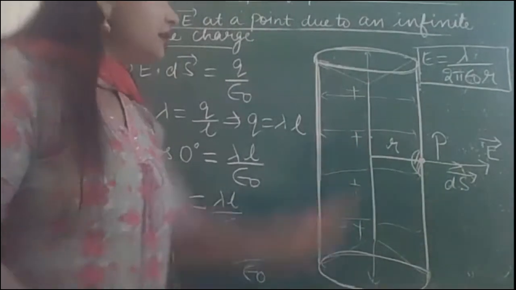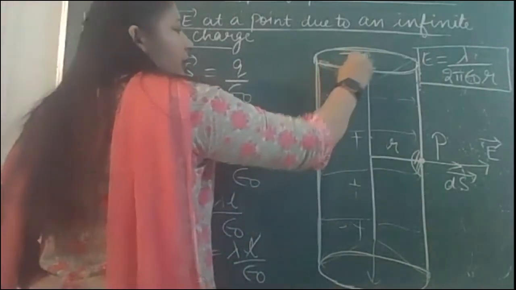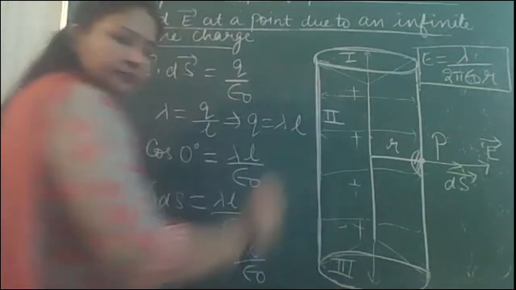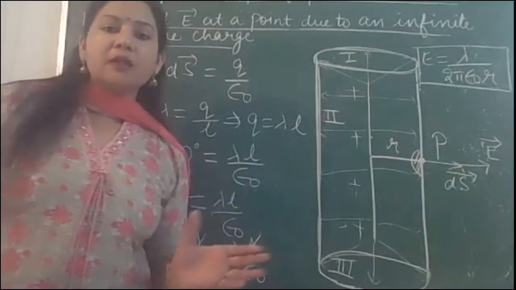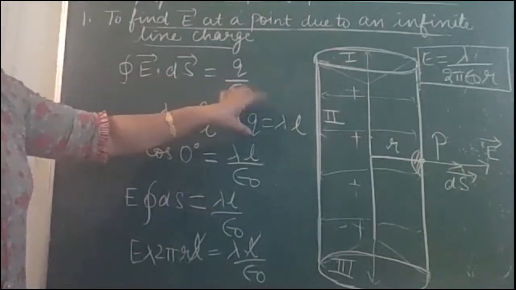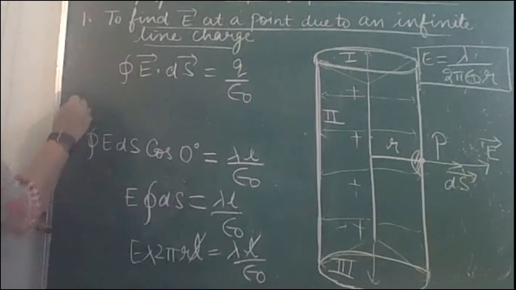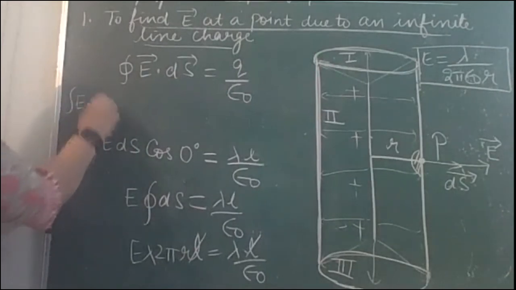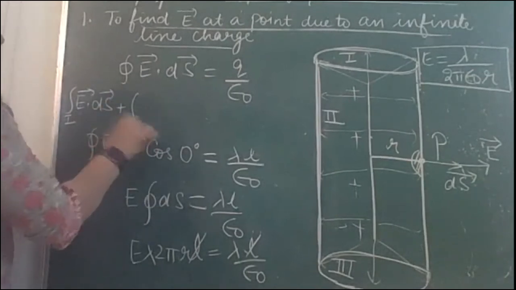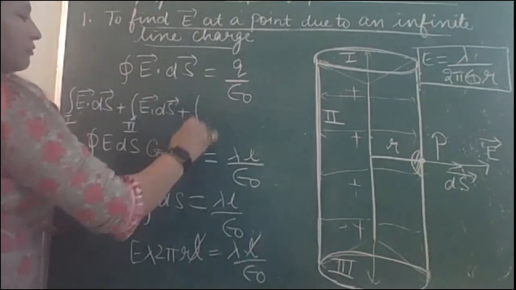Actually, there are three parts of this Gaussian surface. This is part 1, this is part 2, the curved surface, and this is part 3. Now let us see which of these parts contribute towards the flux. So we can write one more step in between, over the whole surface. You can write integral E dot ds over the first part, over the second part, and over the third part. That will be the total flux.